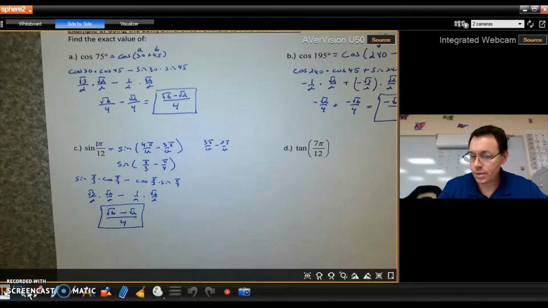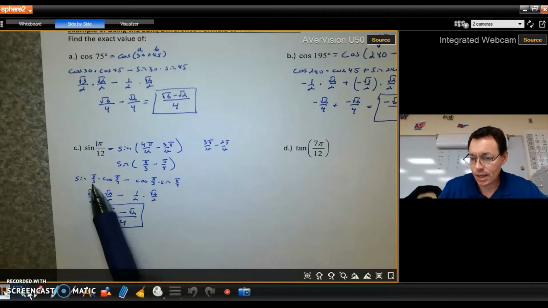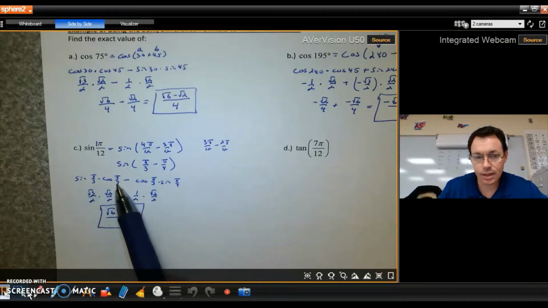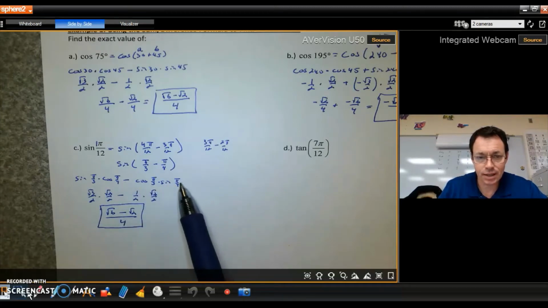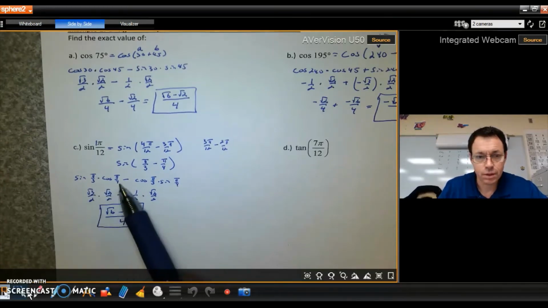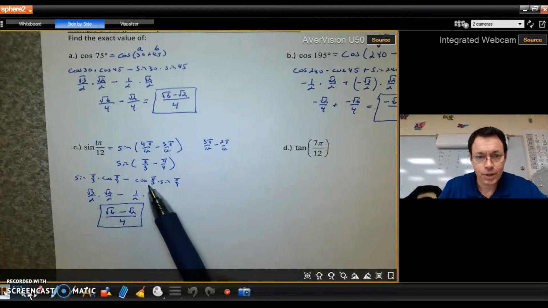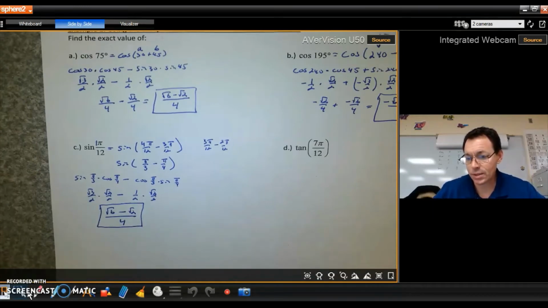All right, so this is what you should have got. So we had the sine of pi over 3 minus pi over 4. So this is my alpha and this is my beta, or my angle A and my angle B. So I took the sine of the first angle times the cosine of the second angle minus the cosine of the first angle times the sine of the second angle. So that's the formula. And then I use my chart to simplify. The sine of pi over 3 is radical 3 over 2. Cosine of pi over 4. Cosine of pi over 3. And then the sine of pi over 4. And then I combine these together by multiplying and subtracting.